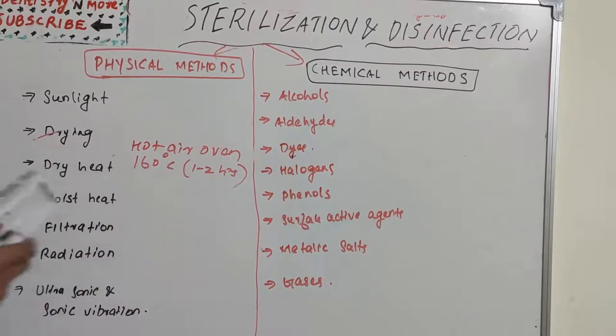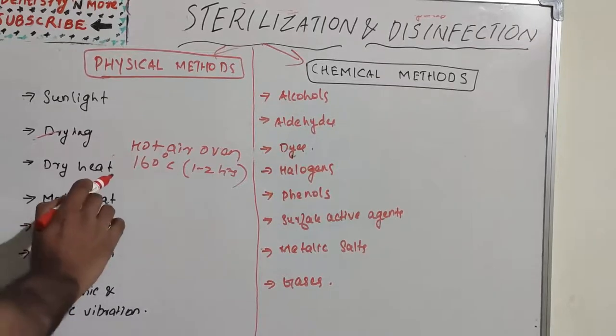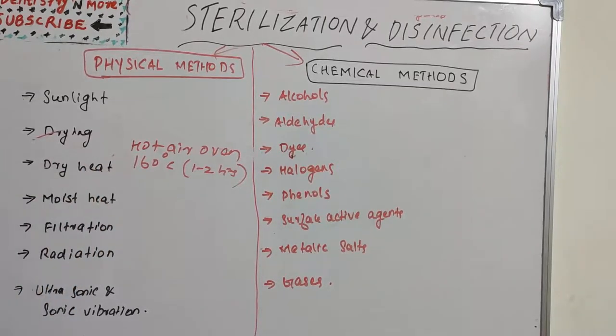Okay, so it is hot air oven, 160 degrees Celsius for 1 to 2 hours. So what are the precautions we need to take care in hot air oven? That is, it should not be overloaded. It should be fitted with fans for even distribution of hot air. Materials to be sterilized should be perfectly dry.